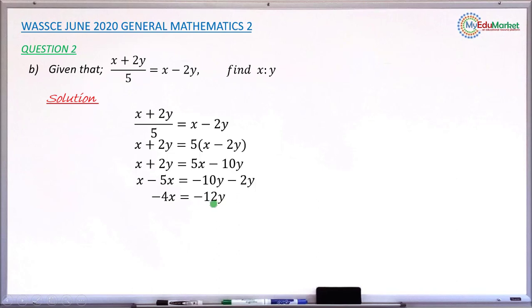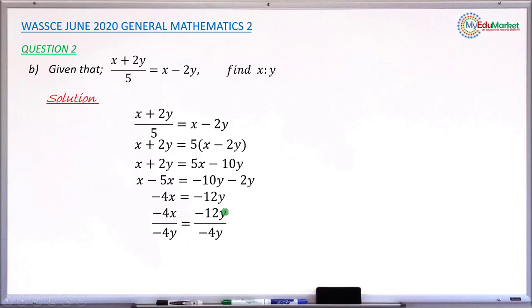Next is to divide both sides by -4y. That is, I want to clear this -4, the coefficient of x, and I want to clear this y here by the right hand side. So I'll divide both sides by -4y. So -4x that I have by the left divided by -4y. You can see -4 cancels -4. You just have x over y in the end by the left hand side.